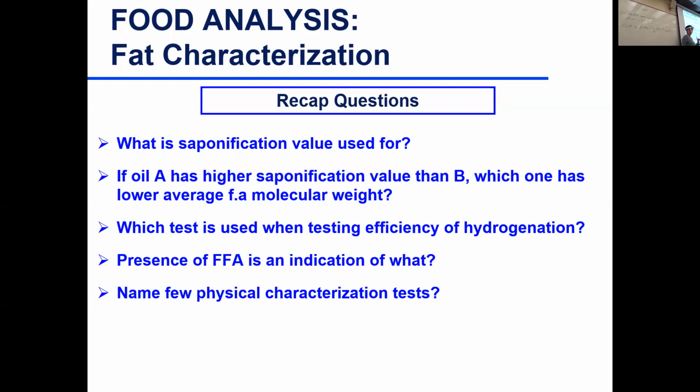Efficiency of refinement. When you are refining the oil, you're getting rid of free fatty acids. You don't want free fatty acids because they cause off flavor, they oxidize fast. So refining takes care of free fatty acids. And why do we sometimes have free fatty acids in the oil? Because sometimes you have endogenous lipases in your crop, in your grain.